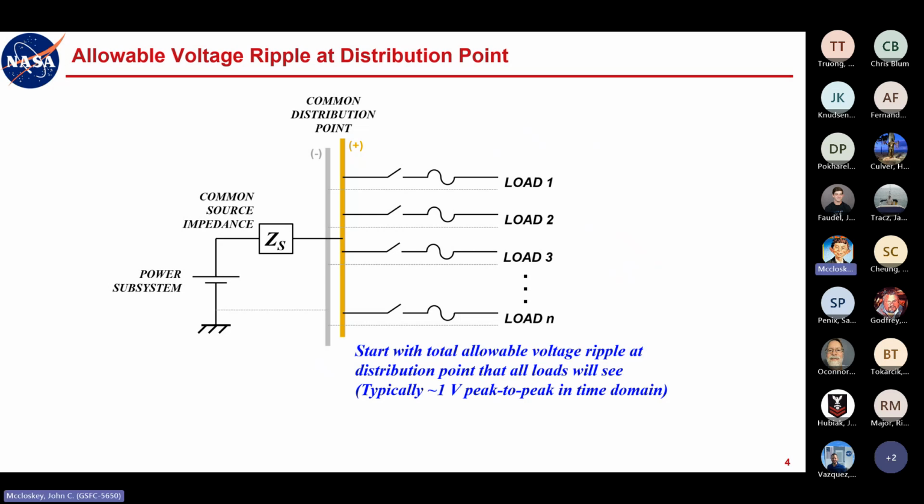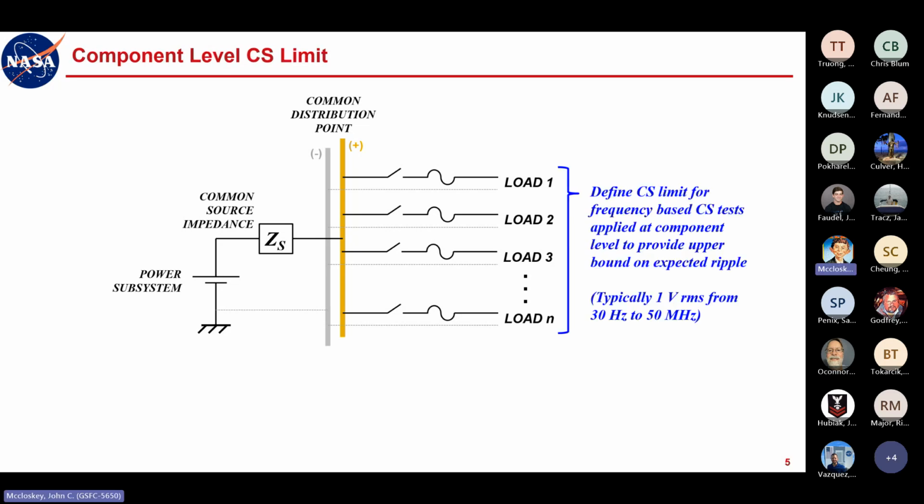So again, review from last session: you'll start with the total allowable voltage ripple at the distribution point that all loads will see. A typical limit, your mileage may vary, is 1 volt peak to peak in the time domain. And from that, conducted susceptibility, certainly CS101, is defined as a frequency swept sinusoid. You're applying a frequency swept sinusoid. A typical limit is 1 volt RMS from 30 hertz to 50 megahertz.